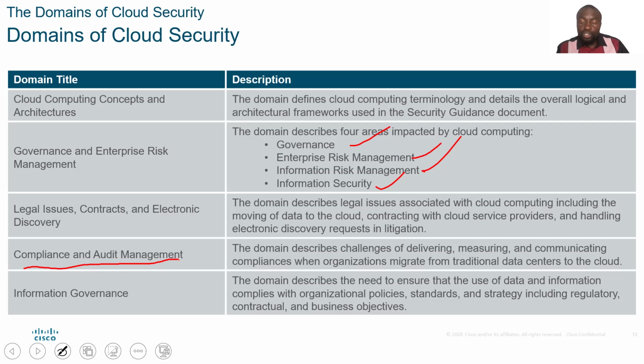So you see, moving into the cloud, there are a lot of things that are involved, but you need to know very well what you want. Then you have the domain of information governance. The domain describes the need to ensure that the use of data and information complies with organizational policies, standards, and strategies, including regulatory, contractual, and business objectives.